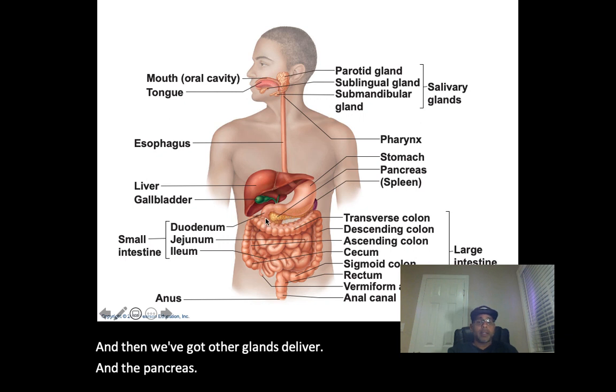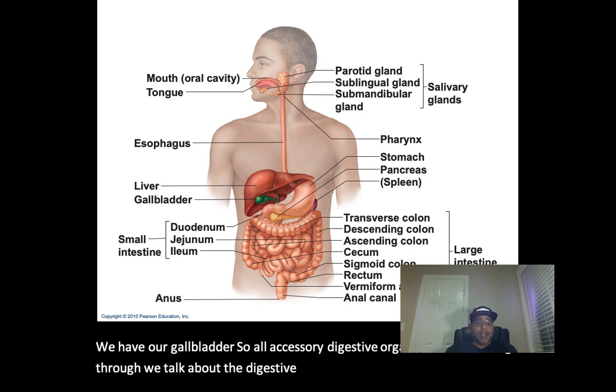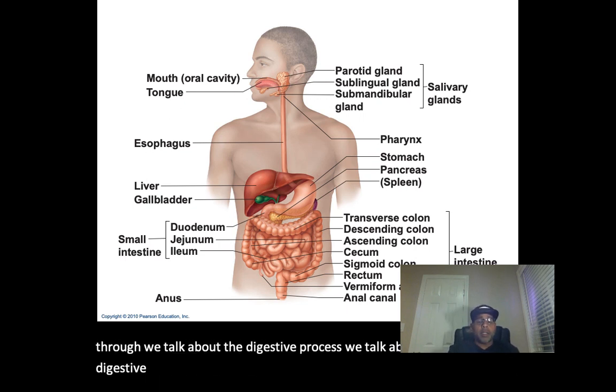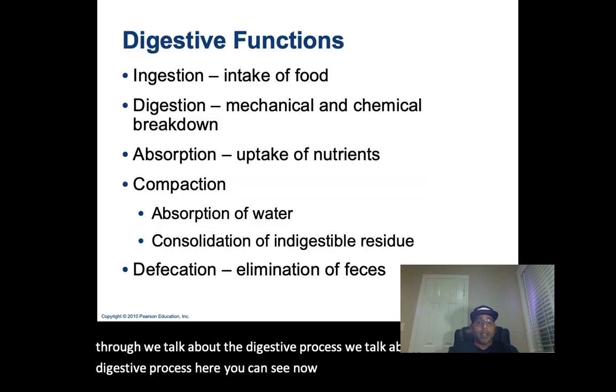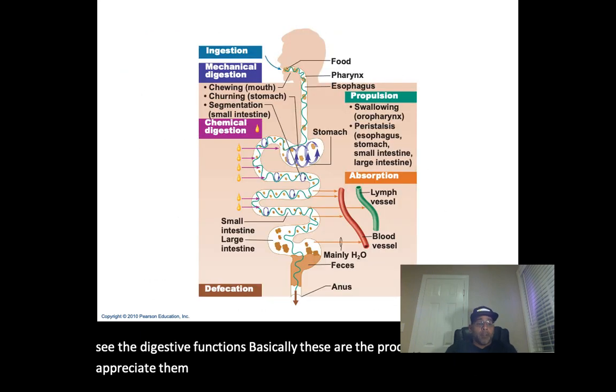And then last, we have our gallbladder. So all accessory digestive organs. Now, when we talk about the actual digestive process, moving back to this picture, we can see the digestive functions. Basically, these are the processes. We can appreciate them in greater detail off of this slide.